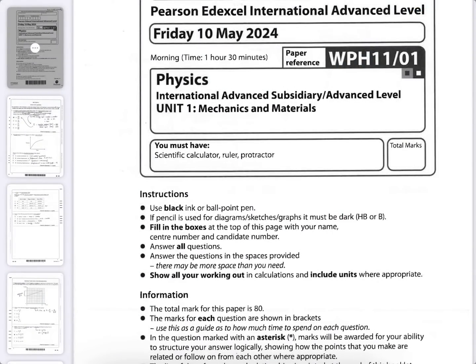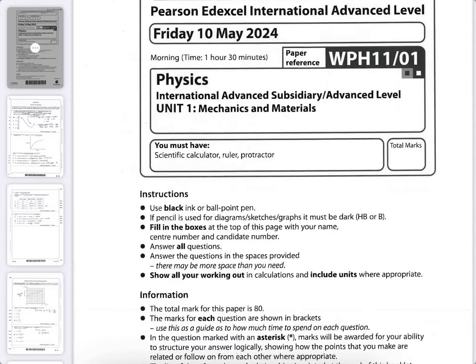Okay, this is going to be the final part, I hope, for this Pearson International A-level exam, Edexcel. It's a physics exam called Unit 1 for covering topics of mechanics and materials. It's the exam taken last summer by the candidates who were doing AS units at the end of May.